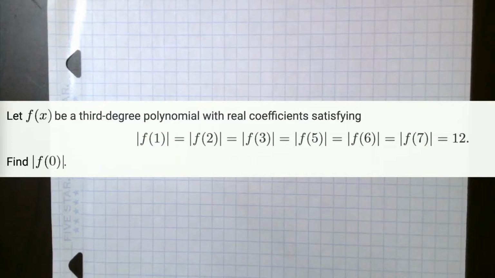The problem statement tells us that we have f of x, which is a third-degree polynomial with real coefficients, and the absolute value of f of 1 equals the absolute value of f of 2 equals the absolute value of f of 3 equals the absolute value of f of 5 equals the absolute value of f of 6 equals the absolute value of f of 7 equals 12. So let's draw a diagram really quickly.